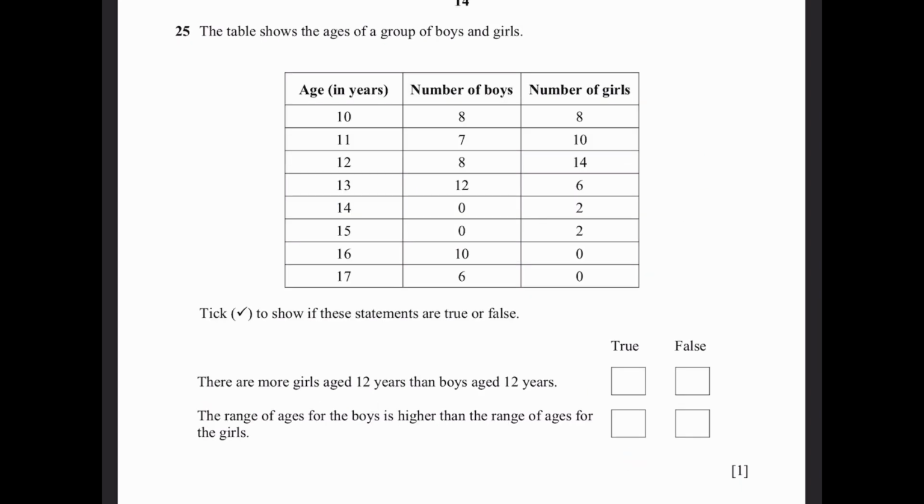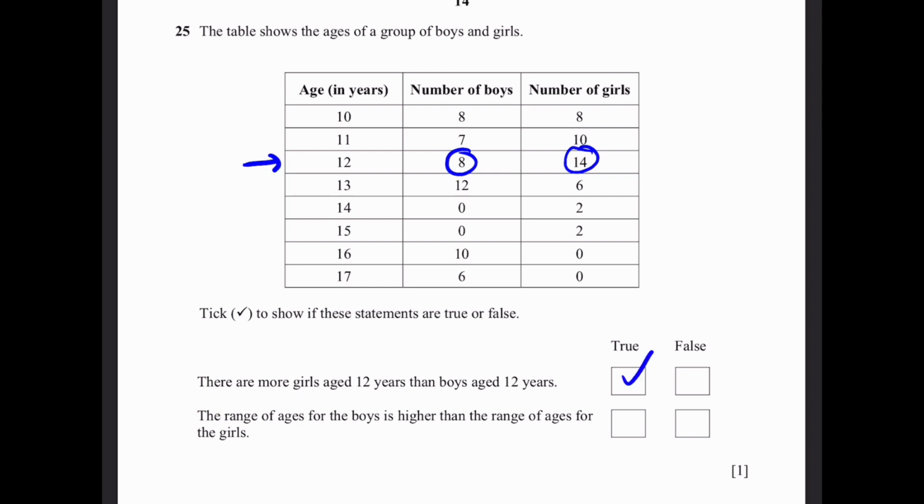Question 25. The table shows the ages of a group of boys and girls. The age in years is given, then the number of boys, and then the number of girls for each age. Tick to show if these statements are true or false. There are more girls aged 12 years than boys aged 12 years. So let's look at the 12 years row. The number of boys in 12 years is 8, and the number of girls is 14. 14 is greater than 8, so this statement is true.